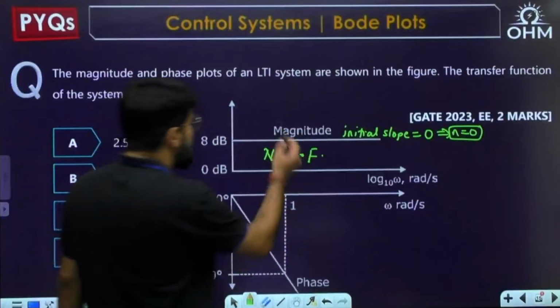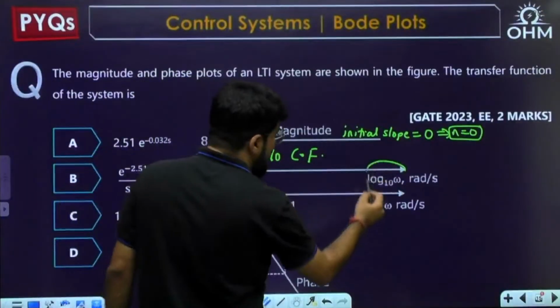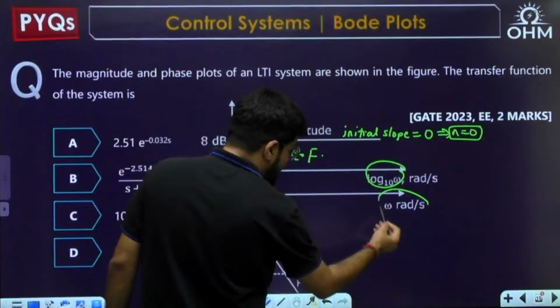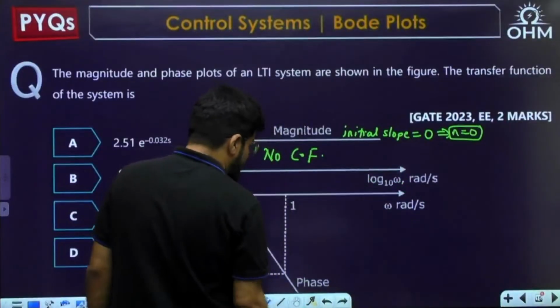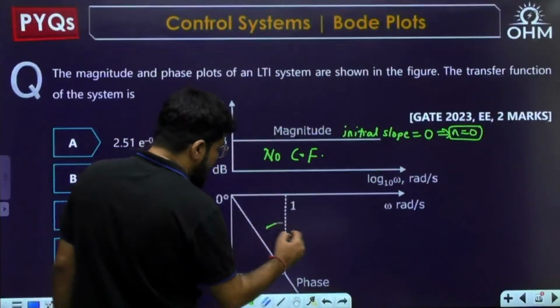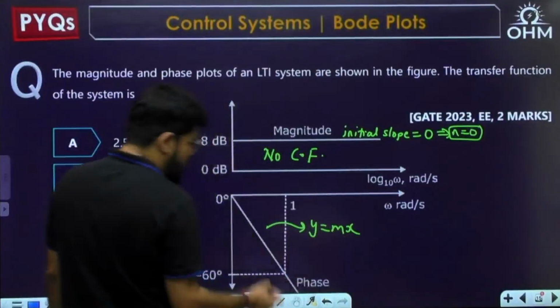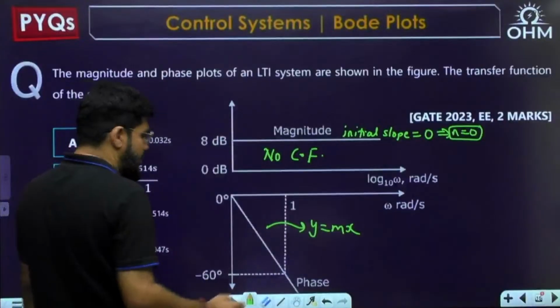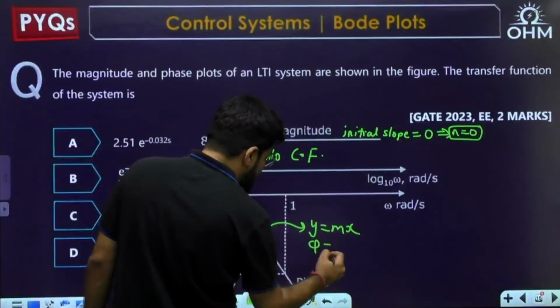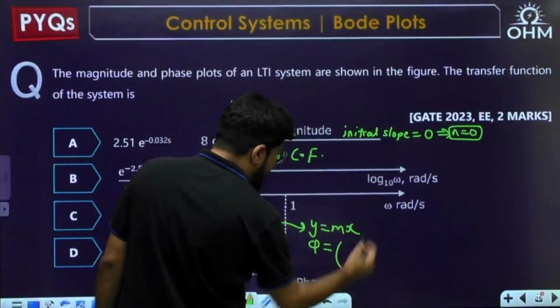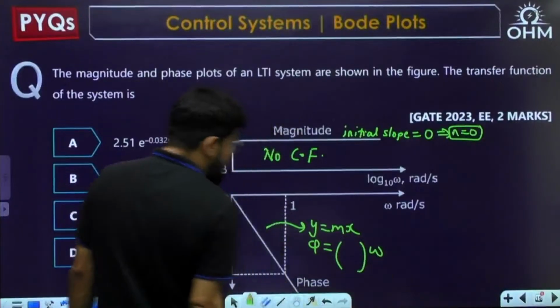Now you see the magnitude plot is given in log omega, but the phase is given in omega. This phase is given in omega and it's a straight line, passing through the origin, y equal to mx. What is y? Y means phase. And x means omega; the x-axis means omega here.